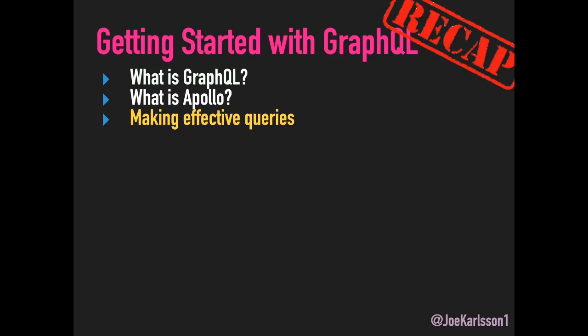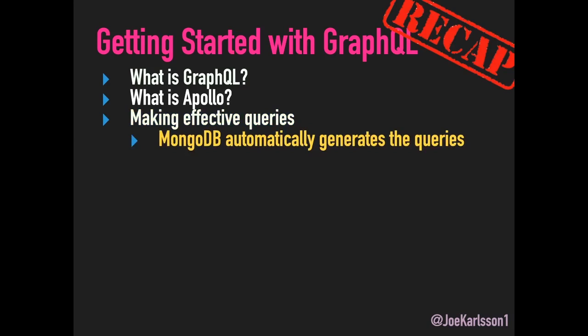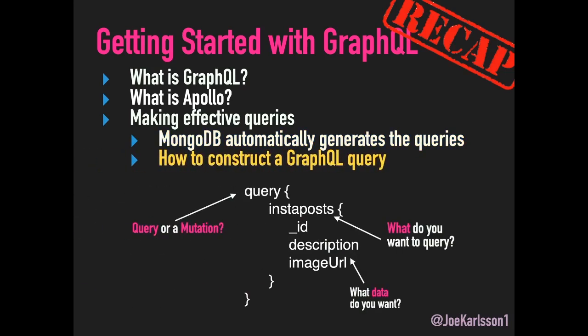So then we talked about queries. How do we make a query? So fun. MongoDB automatically generates all the queries you need, all the CRUD operations out of the box. Once you generate your schema for your application, MongoDB takes care of the rest. Incredible. We talked about how to actually make that query from scratch. We talked about how you have to define whether it's a query or mutation. You have to tell it what you want to query, and then you get to declare what data you want returned from that data type.